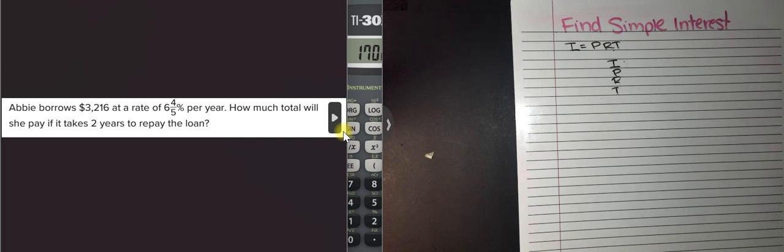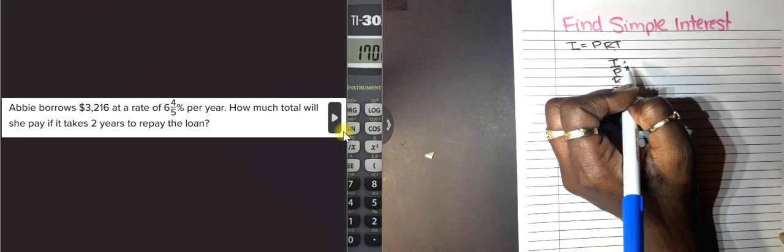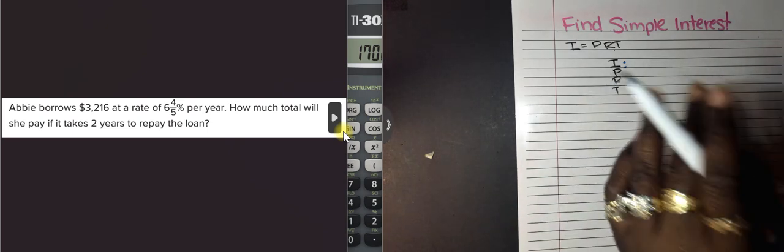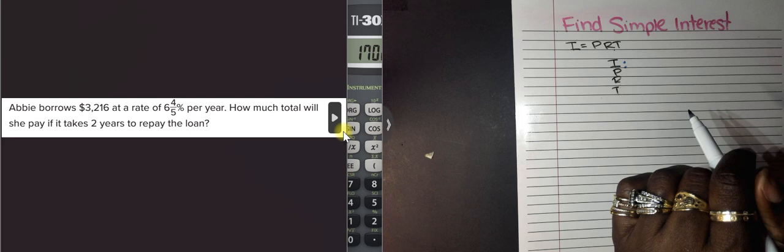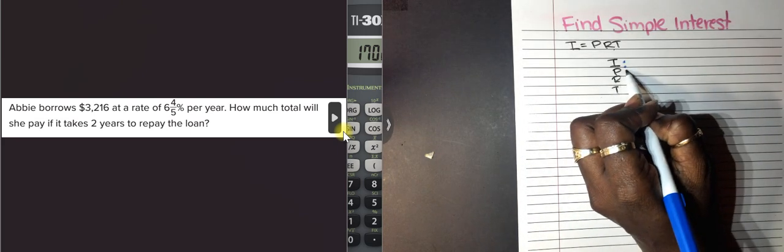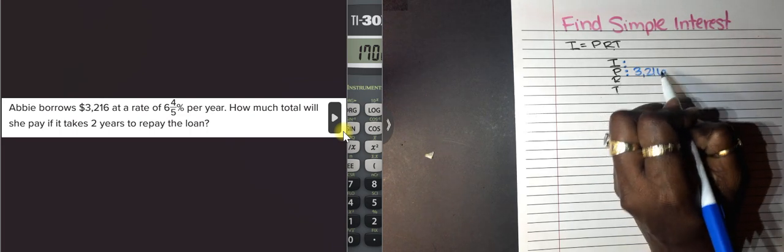All right, so let's see what we have. We don't have the interest. We're going to need to find out how much she's going to pay in total at the end of the problem. So the principal, we do have that information here. That's what she's borrowing, which is 3,216.